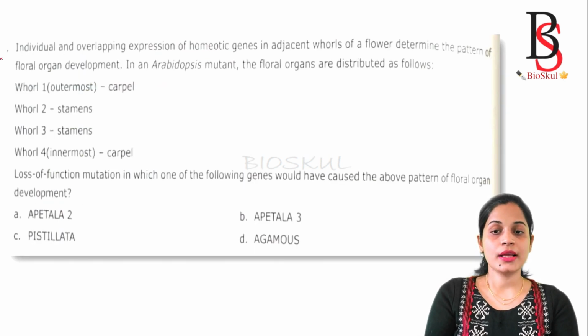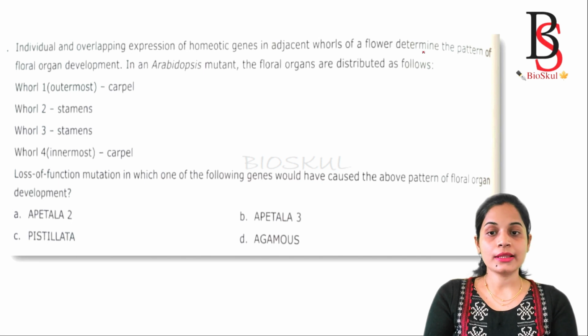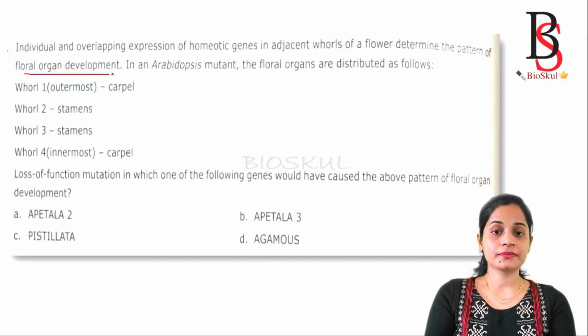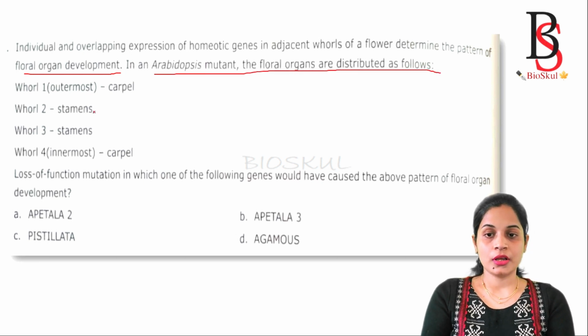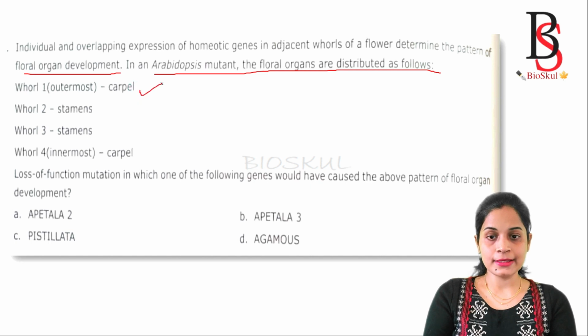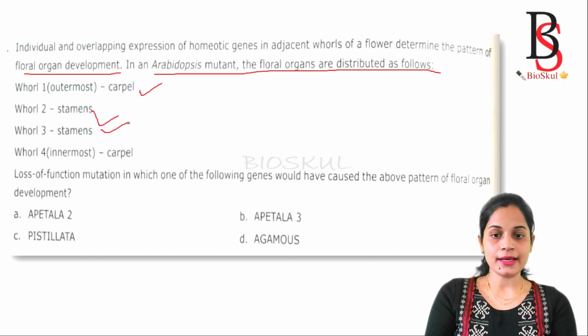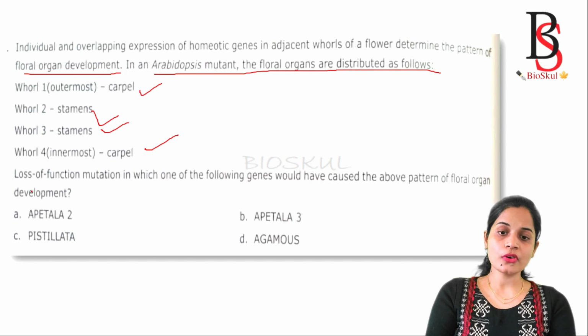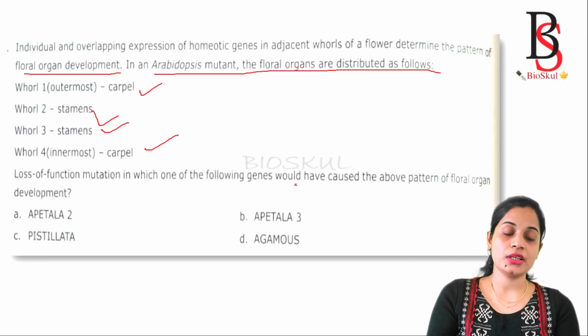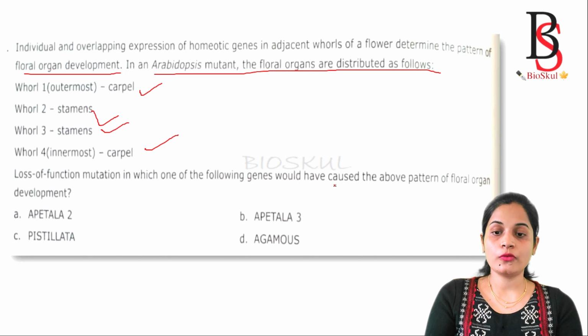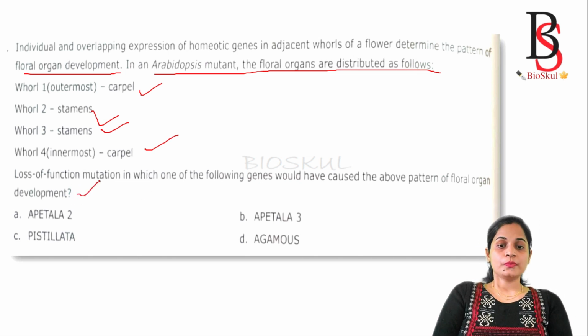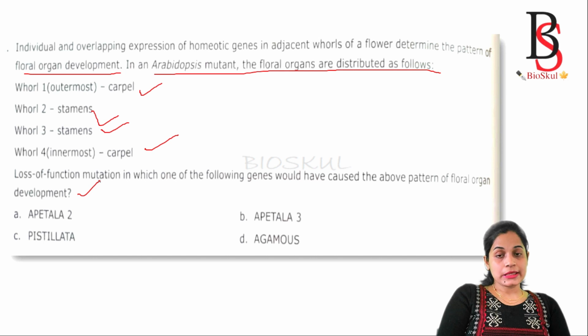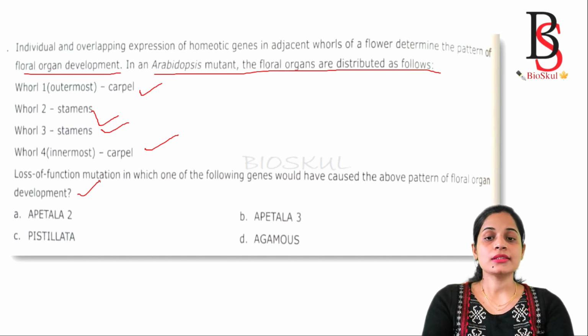Okay, let's see this question. Individual and overlapping expression of homeotic gene in adjacent whorls of flower determine the pattern of floral organ development. In an Arabidopsis mutant, the floral organs are distributed as follows. So what does it form? It forms the carpels, stamens and carpels. Loss of function of mutation in which of the following gene would have caused the above pattern of floral organ development? So after the loss of which gene, only carpels and the stamens are formed.